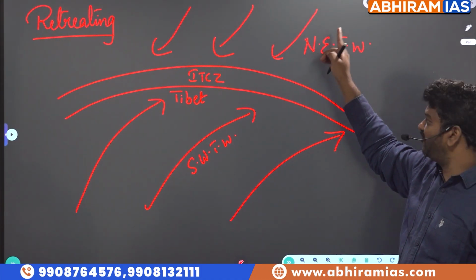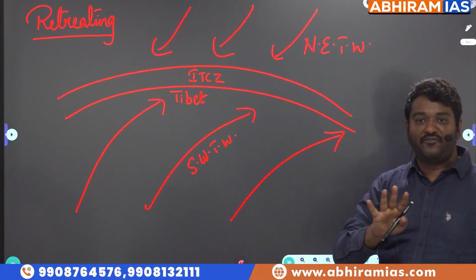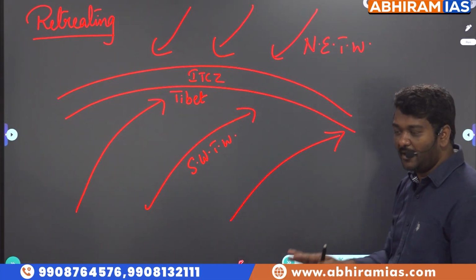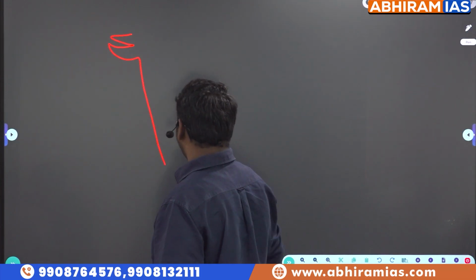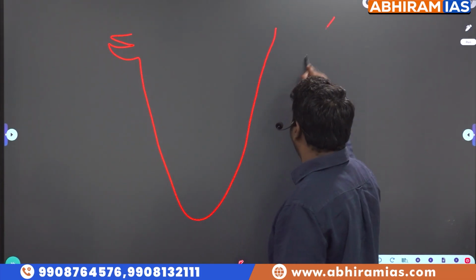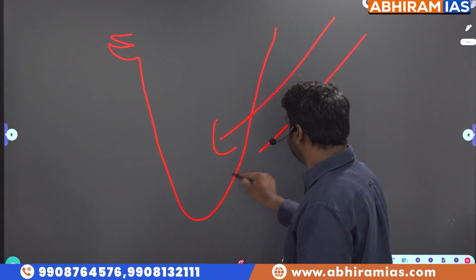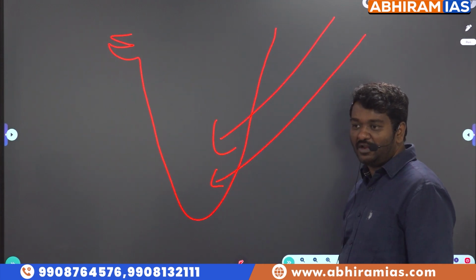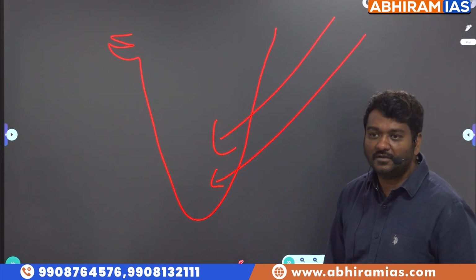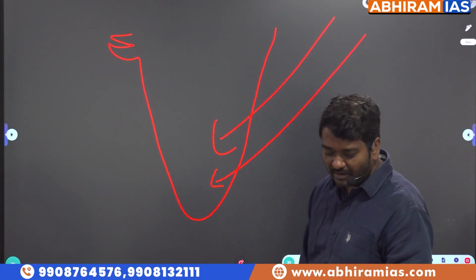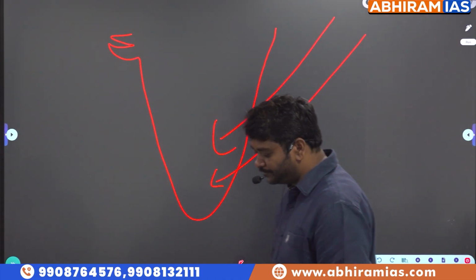So as they are coming from land to sea, they don't give rainfall in most parts of India. But can we say one or two branches will blow over Bay of Bengal and give rainfall? Which coast of India receives rainfall? East coast. You write there, retreating monsoons, hyphen.